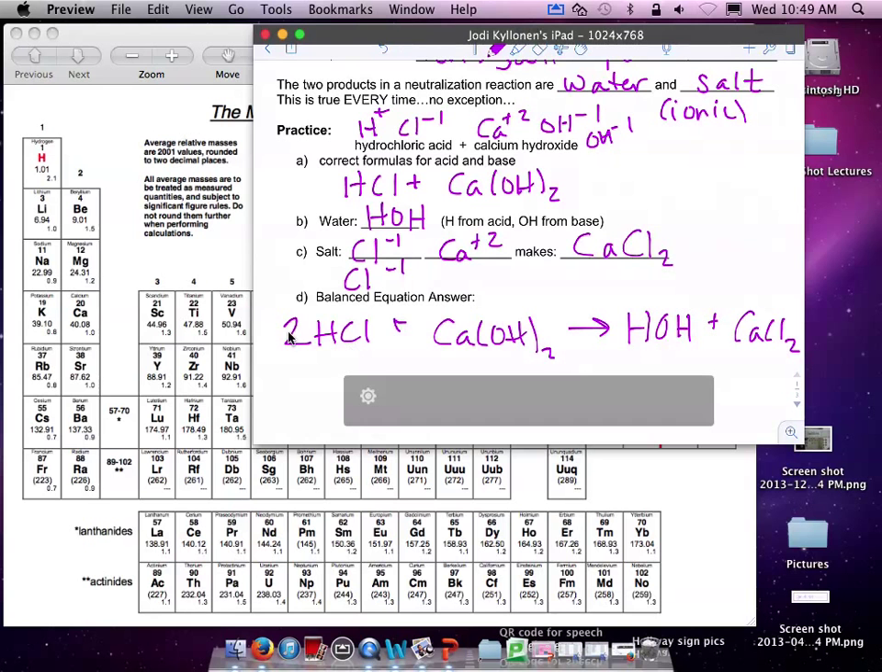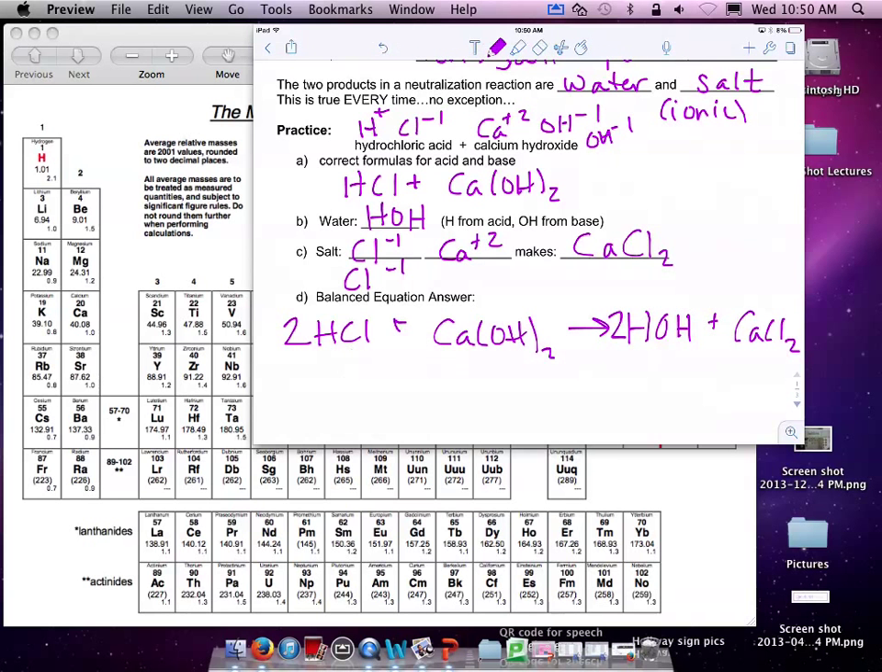Now there are 2 Cls. But now there are 2 H's here, and there's only 1 H there. I can fix that by putting a 2 in front. Now there are 2 H's, but there are also 2 OH's. But 2 times OH, we're good. So now here's your balanced equation: acid, base, water, salt. When you balance it, start with your salt and work backwards from there.